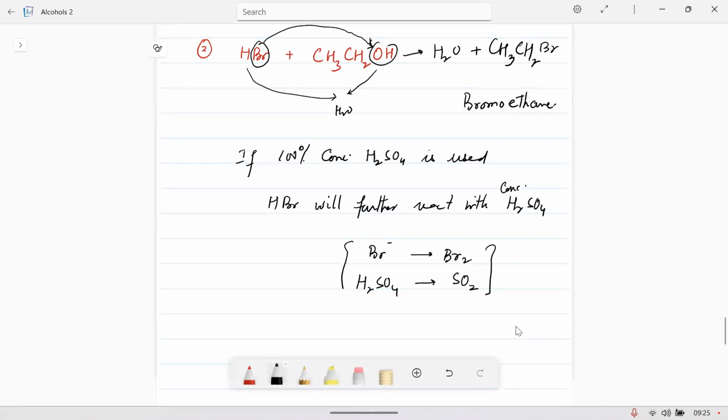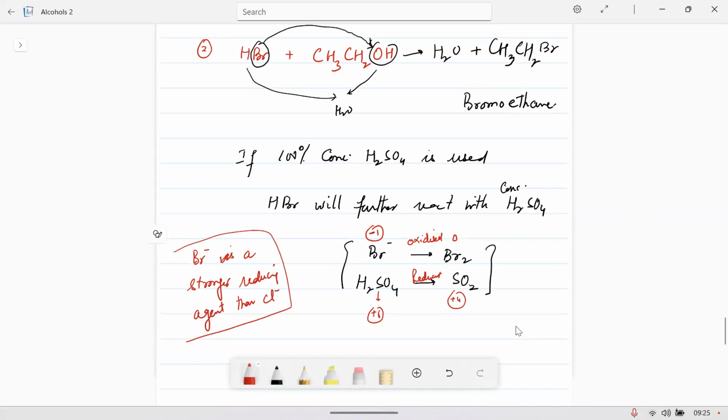So what is happening actually here? The Br minus has an oxidation number of -1 and this is now 0. So this is an increase, which means this gets oxidized, and the H2SO4 sulfur is +6 over here. It changes into +4, which means this is reduced. We already know that Br minus is a stronger reducing agent than Cl minus. We have studied this in the topic for halogens.